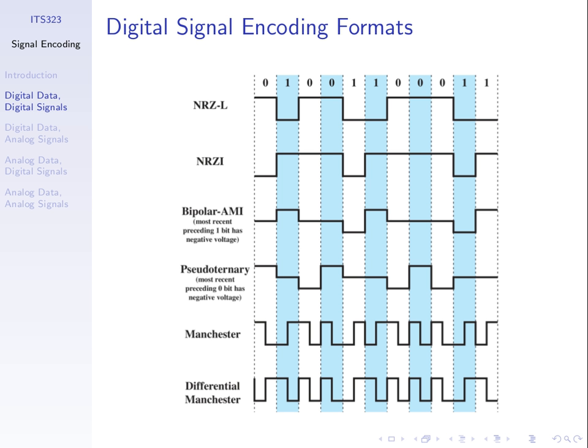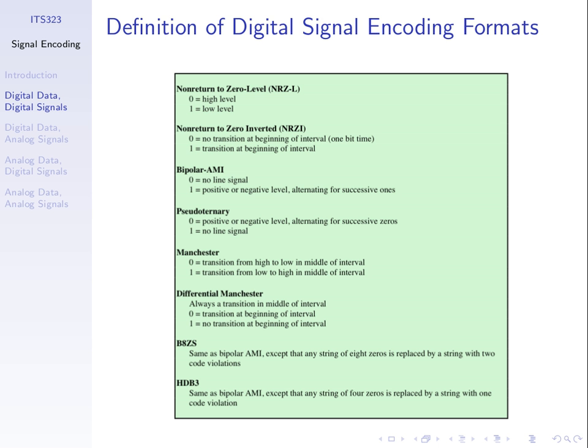And a variation is differential Manchester. Let's go to the definition. Always a transition in the middle of the interval. So similar to Manchester, we always transition from one level to another in the middle of the interval, here. If we have a bit 0, we have a transition at the start of the interval as well. And a bit 1, we do not have a transition at the start. So we're always going to change in the middle, but if there's a bit 0, we'll also change at the start.